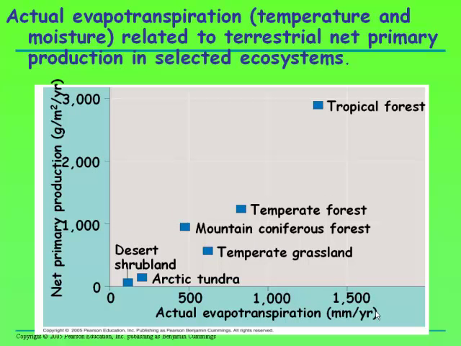So actual evapotranspiration can represent the contrast of wet and dry climates. So here with the six ecosystems, actual evapotranspiration, temperature, and moisture related to terrestrial net primary production in selected ecosystems. So desert shrubland, Arctic tundra, temperate grassland, mountain coniferous forest, then temperate forest, and up here, tropical forest. So you can see net primary production here, way up, actual evapotranspiration. So they go hand in hand, 1,500 millimeters per year, with temperate forest being behind.